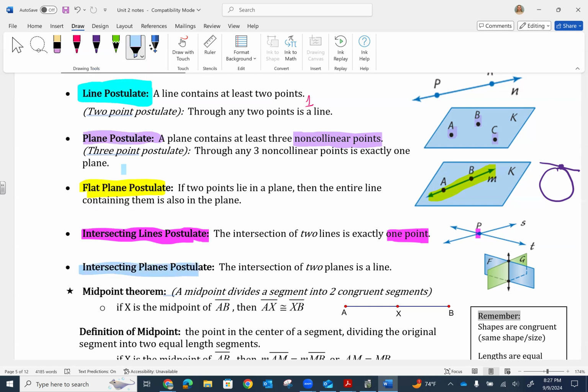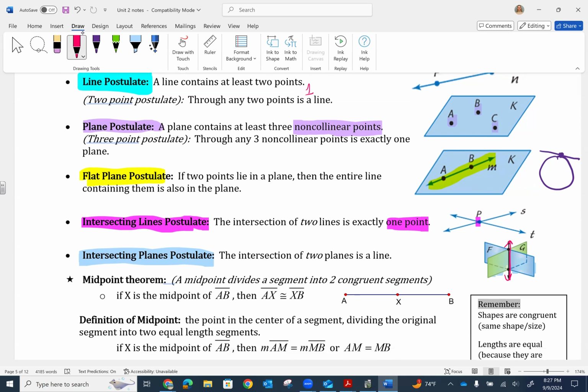Intersecting planes. How do 2 planes intersect? Well, 2 planes intersect at a line. Think about the edges of the walls of a room. They meet at a line. Planes can also be parallel, like your ceiling and your floor; you hope they don't ever meet. But the 2 walls of a room meet at a line. So if 2 planes meet, they meet at a line.